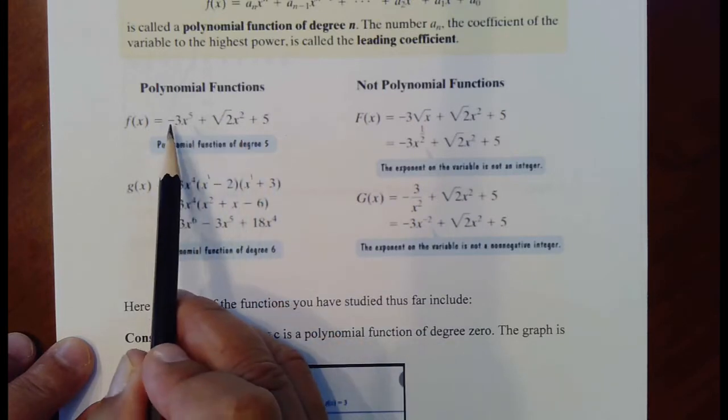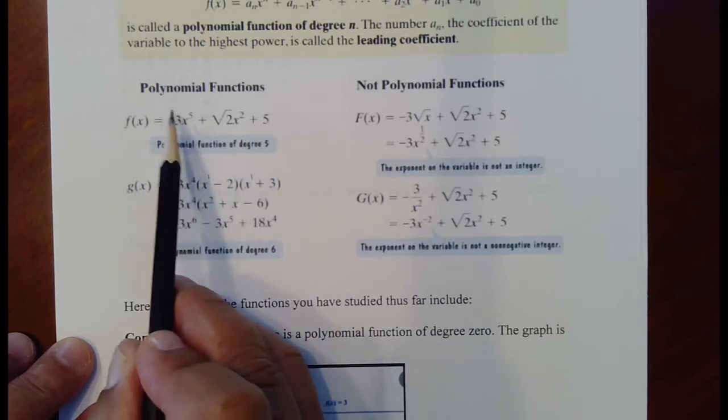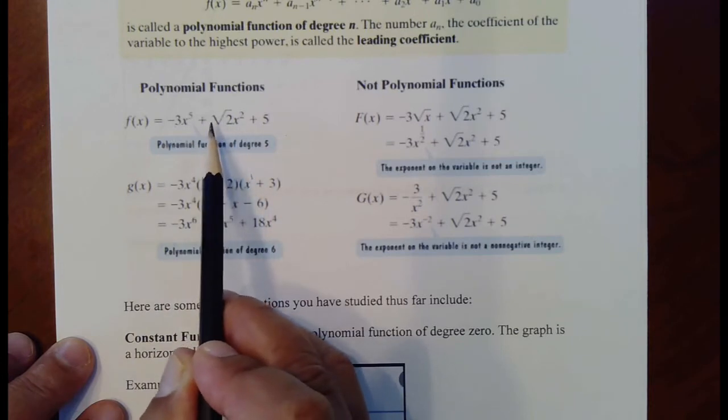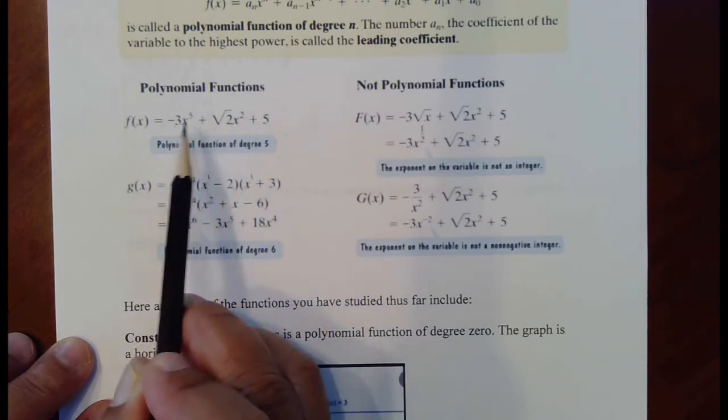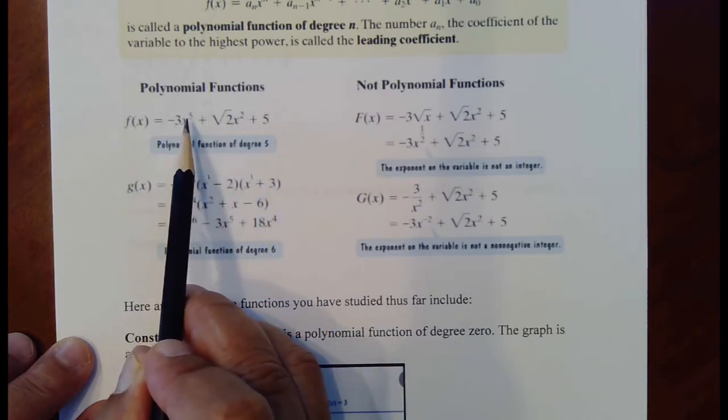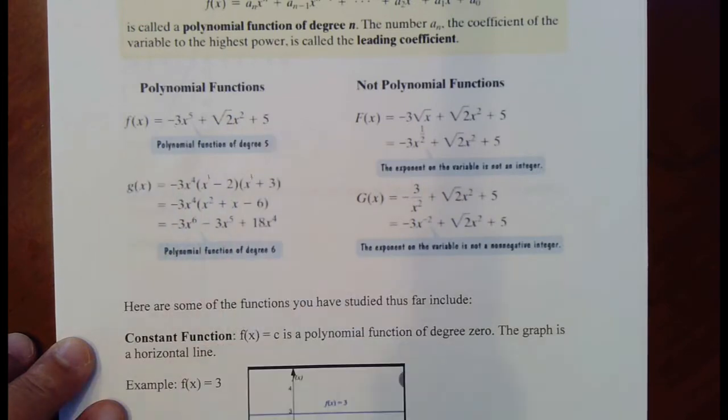So in this first example, this classifies as a polynomial function based on the definition that I just showed you, because each of the coefficients are real. This is a real number. This is a decimal, but that's a real number. And this is a real number. And furthermore, the powers that you see are non-negative integers. So this classifies as a polynomial function.